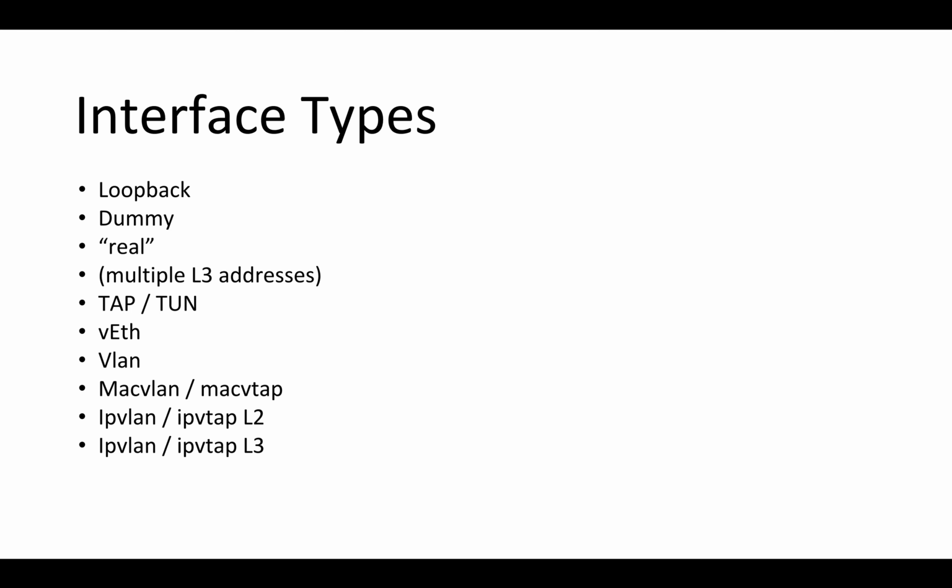I've put multiple layer 3 addresses in brackets because your ability to give one interface multiple IPs, perhaps on separate IP networks, in separate segments with a different prefix, is quite a powerful thing that can be used. We saw tap and tun. We saw veth pairs. We saw the older Vlan interfaces. We saw Mac VLAN and its Mac V Tap shortcut equivalent. We saw Ipv VLAN at layer 2, and we saw Ipv VLAN and Ipv Tap at layer 3.